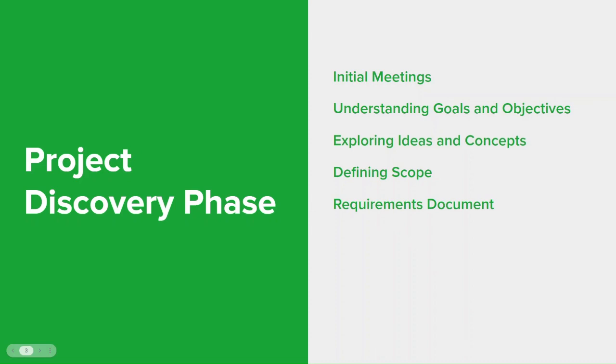Next up is a requirements document. In this section, all of the gathered information, discussions, and decisions are documented in a requirements document, and this document serves as a reference point for the rest of the development process and helps prevent misunderstandings. And lastly, client agreement. Based on the information gathered during the discovery phase, the development team and the client may formalize the agreement through a contract or project proposal. This document will outline the scope, timeline, budget, and all the other relevant terms.